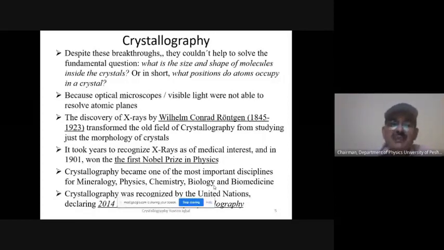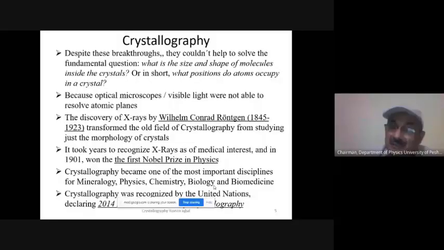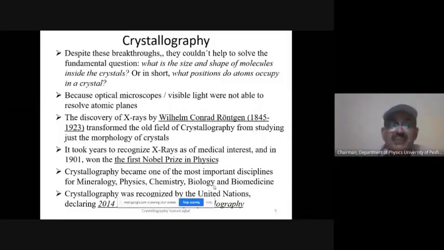Whatever instruments were available at that time, they couldn't resolve even the crystal planes. The atoms and the molecules are much smaller than that. Optical microscopy can show a quartz crystal, but they didn't know about the science inside them. And it took years to recognize X-rays as being of medical interest and of interest in material science to know about the crystal structure. And a Nobel Prize was given for this important discovery.